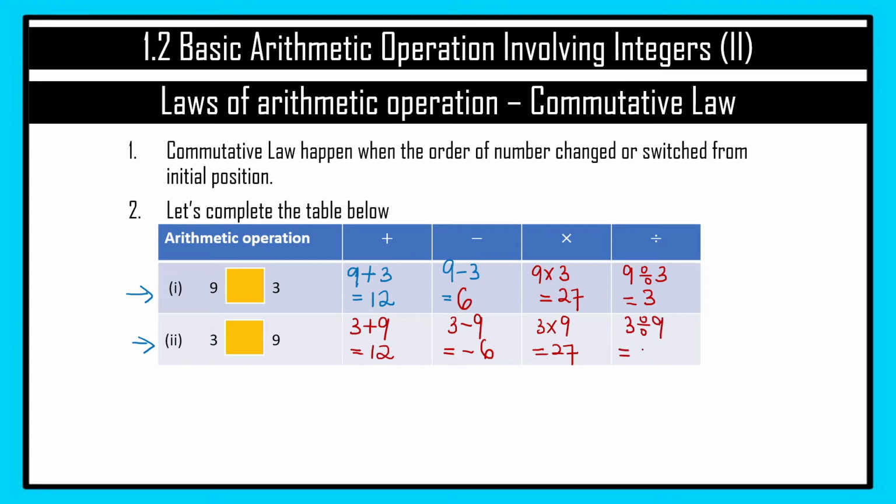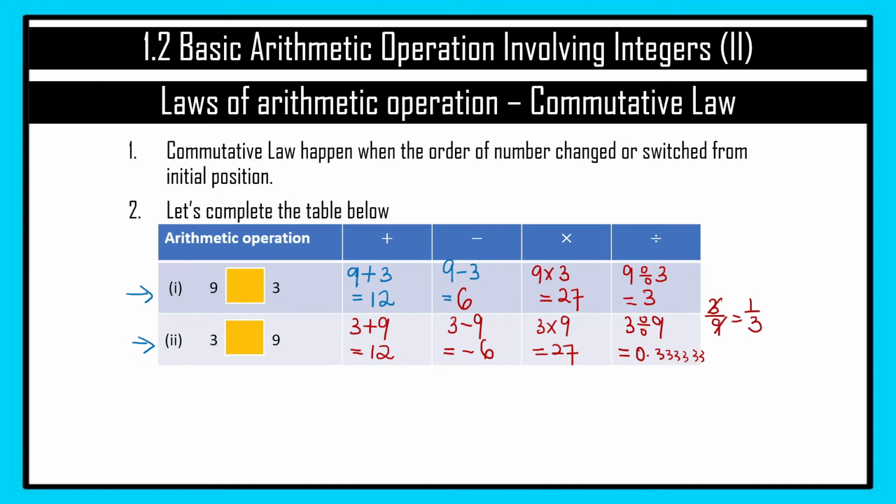And then the last one is 3 divided by 9. Now on your calculator it will be very long, 0.3333 until the end of the calculator. Now how do I change this one? It is actually 3 over 9. When you simplify the fraction, which you already learned in primary school, it is 1 over 3.